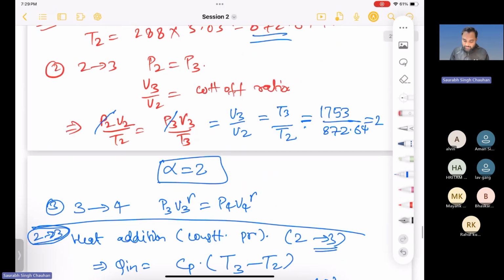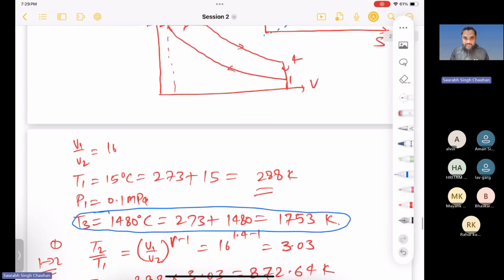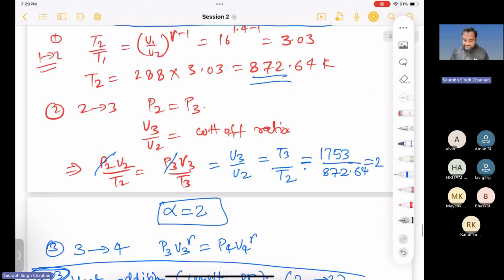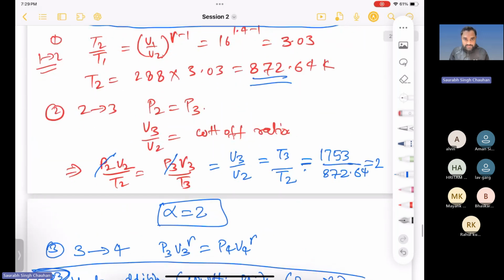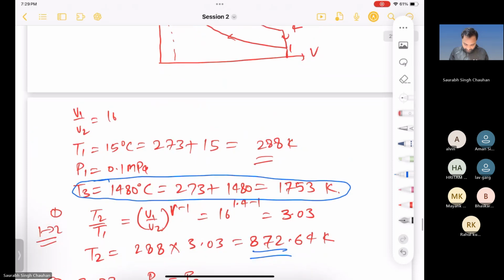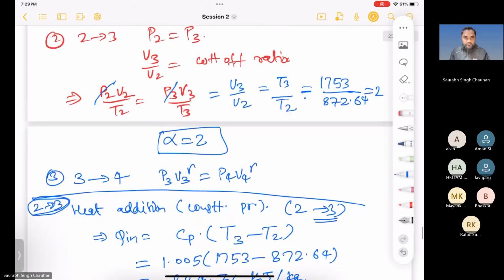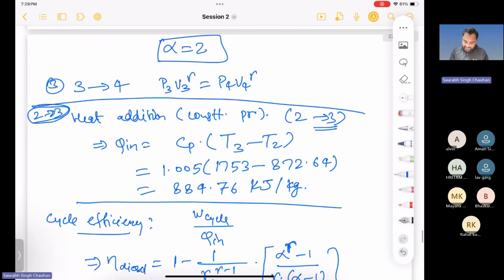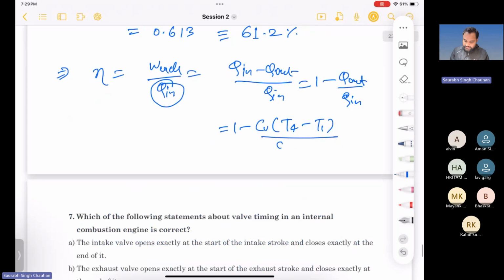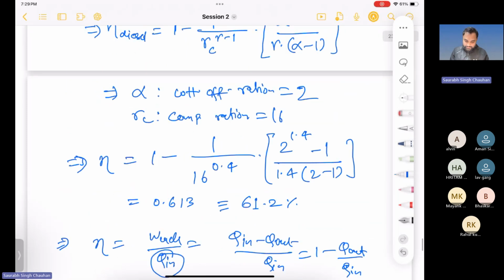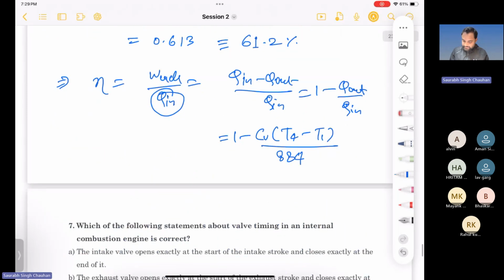Where is Q out? Q out is process 4 to 1, the constant volume heat rejection. So it will be Cv times T4 minus T1, divided by Q in. Q in is already given, I think. Yes, we have calculated the heat addition, 884.76.